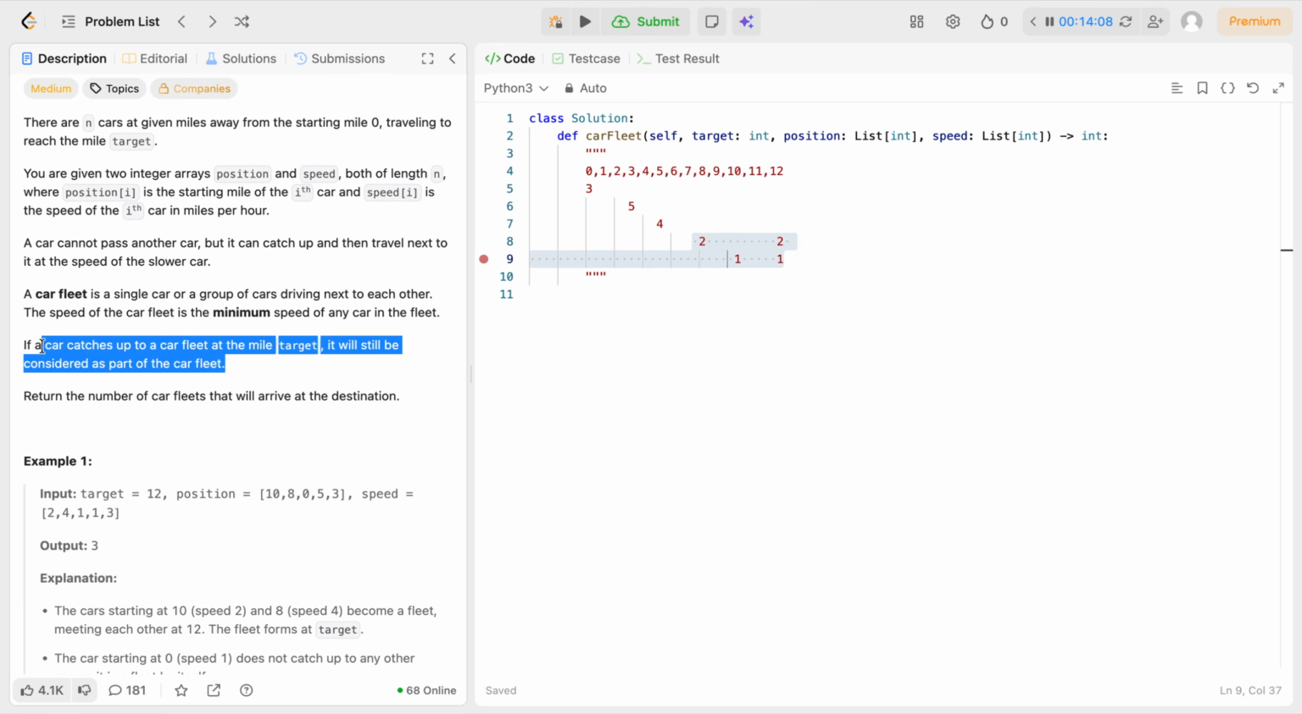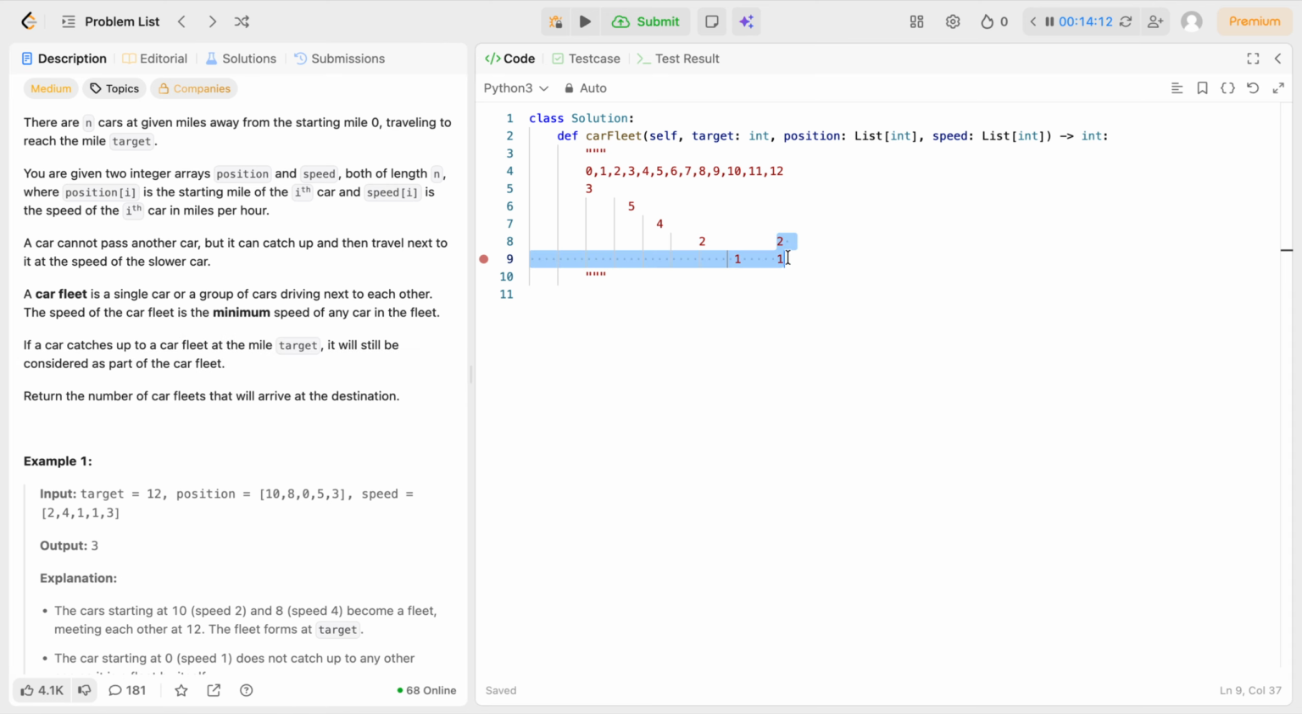If a car catches up to a fleet at the mile target, it will still be considered as part of the car fleet. Yeah, so it catches up at the target, so these two will be considered as a fleet. All right, so fleet 1, 2, so far, and I guess I can add to it.